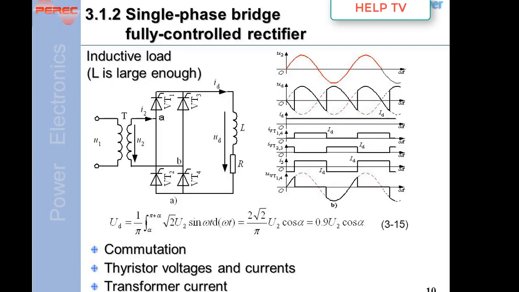3.1.2 Single-phase bridge fully controlled rectifier. Inductive load, L is large enough. Equation 3-15. Commutation. Thyristor voltages and currents. Transformer current.